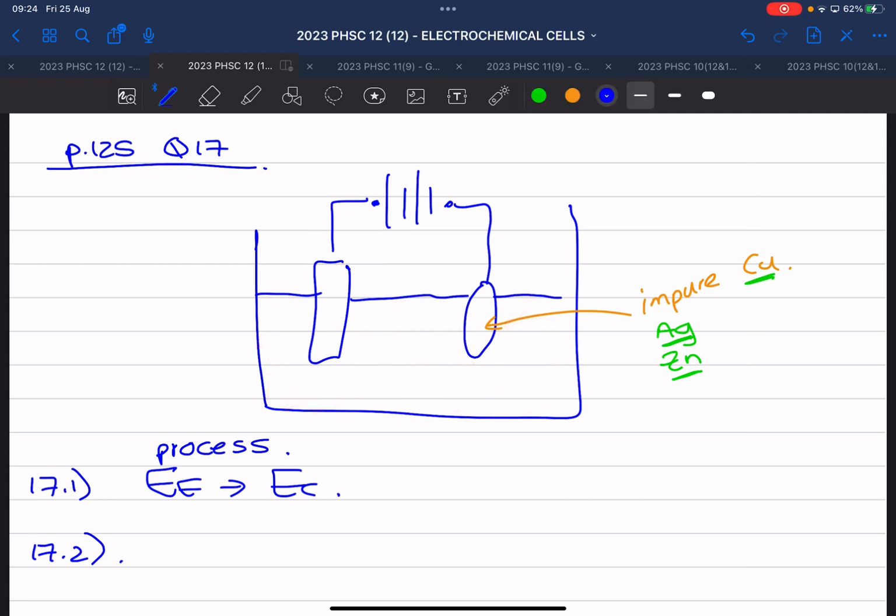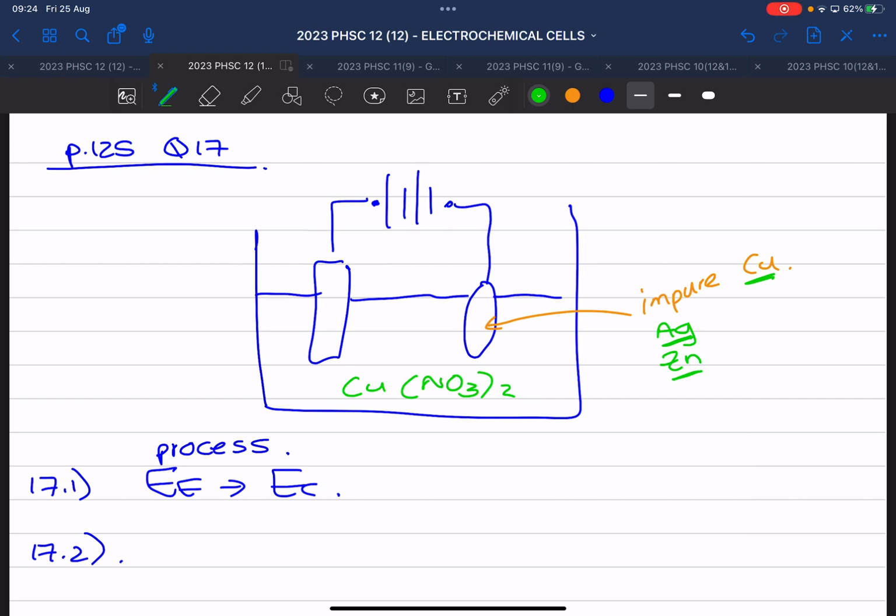Okay, now first, let's see what will make sense to be in the electrode. What must we make the electrode? What must be in this electrode? What must it be made of? Copper, because we want to purify copper. Okay, we want it to be copper, and then nitrate most probably, because nitrate is always soluble.